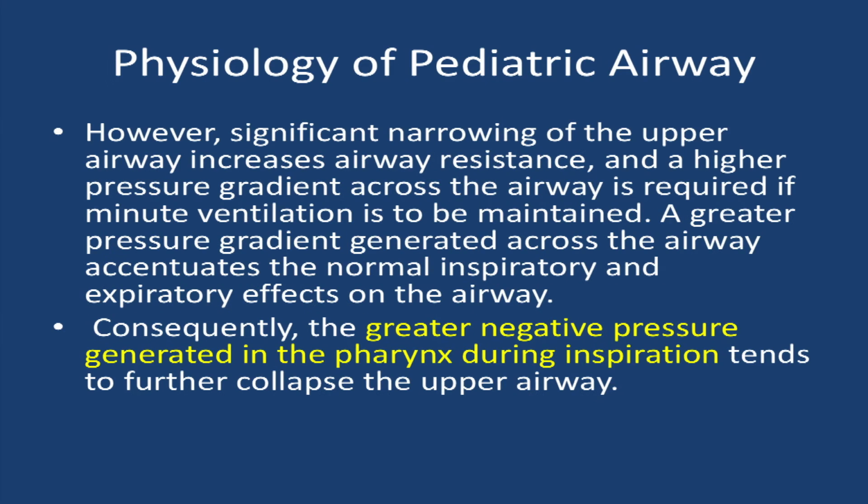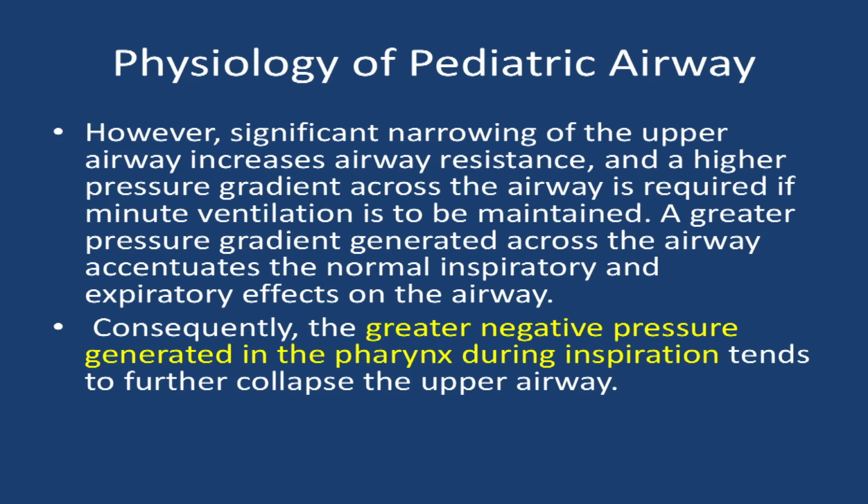However, significant narrowing of the upper airway increases airway resistance, and a higher pressure gradient across the airway is required if minute ventilation is to be maintained. In other words, if we want to maintain the same level and volume of oxygen coming across, we need a greater pressure to force it through the narrowed airway. A greater pressure gradient generated across the airway accentuates the normal respiratory and expiratory effects on the airway.